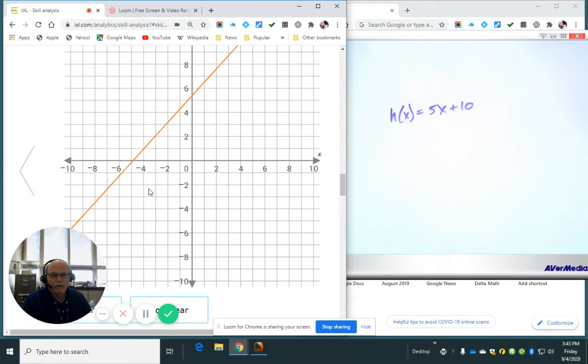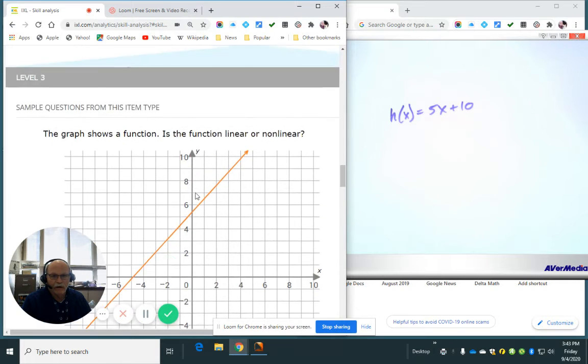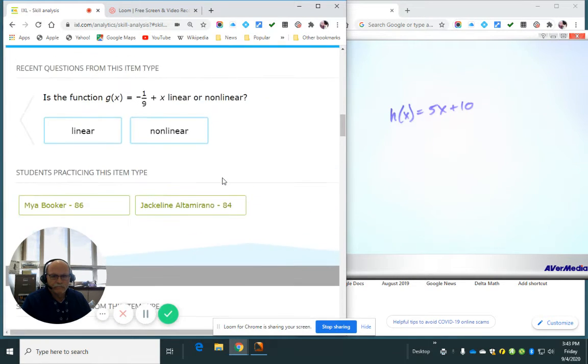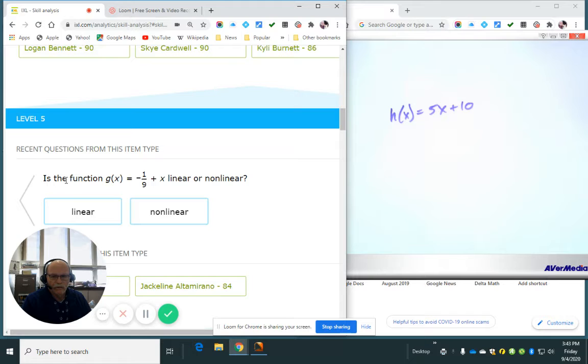If I graph this, will I get a straight line? Here's a straight line. So this is linear, right? It's linear. And here's another straight line, which is linear. Okay, now we look at this one.